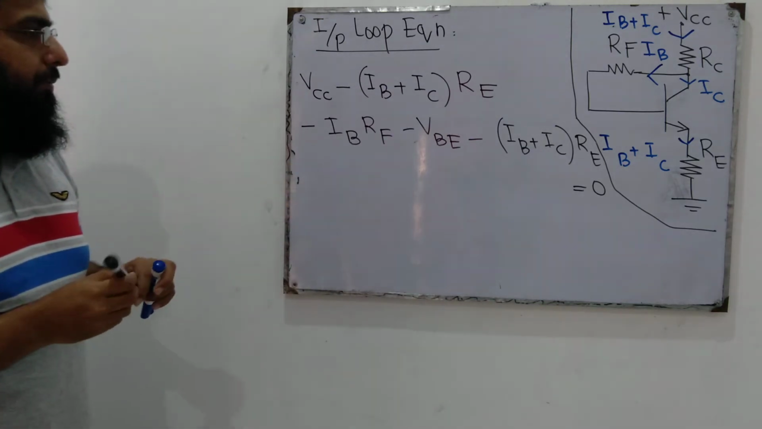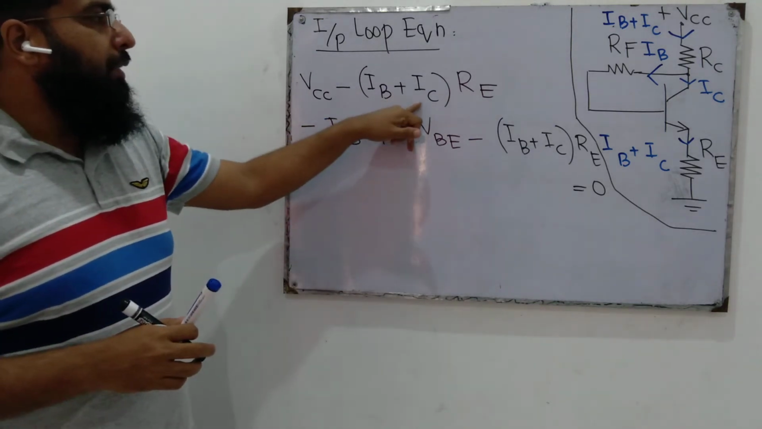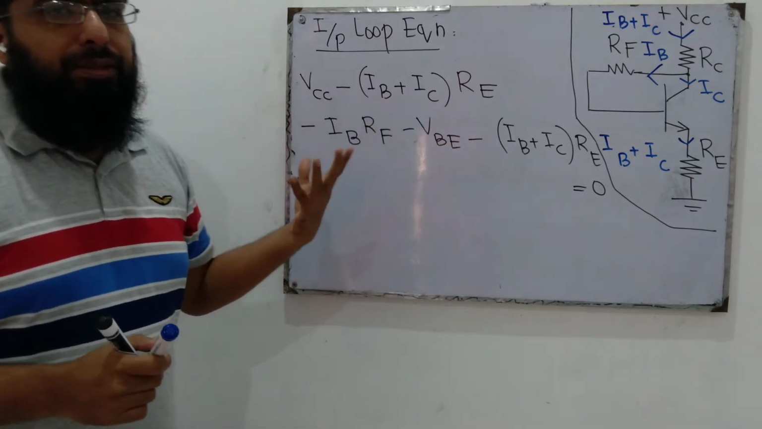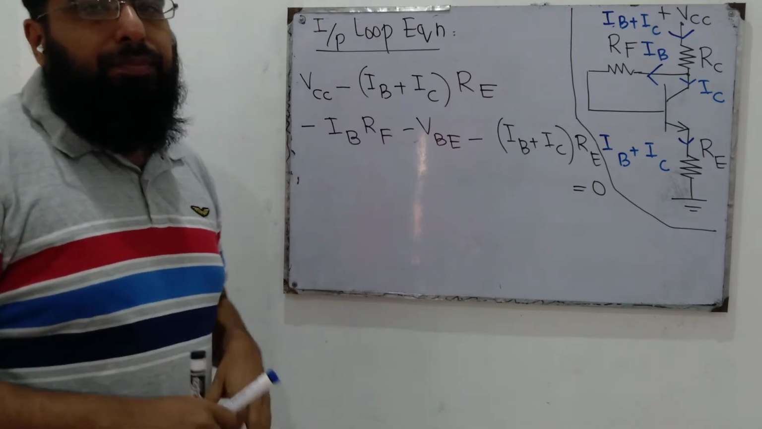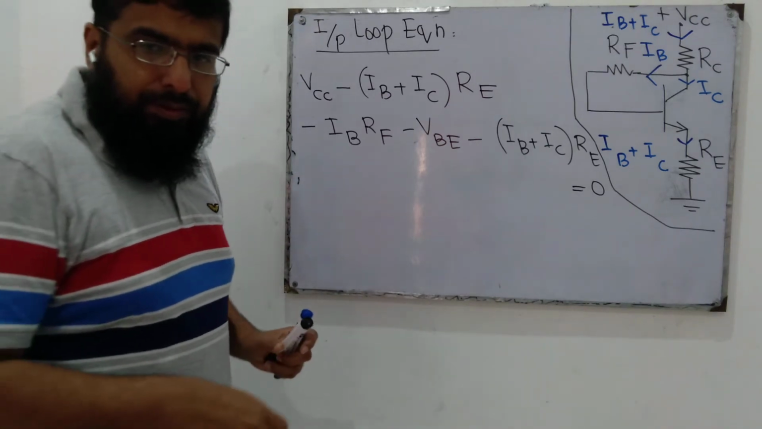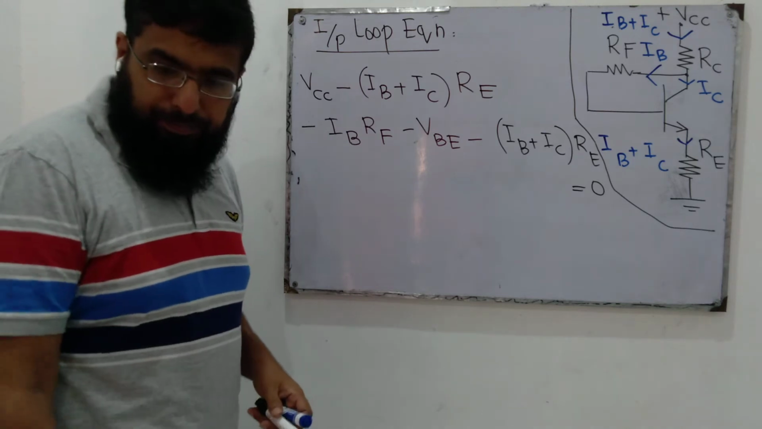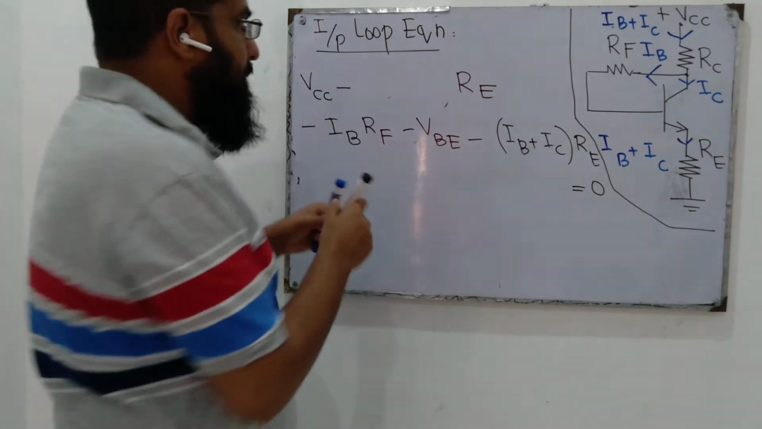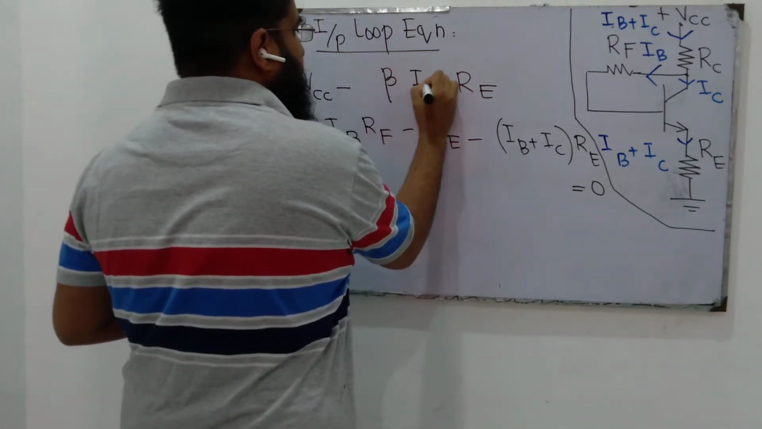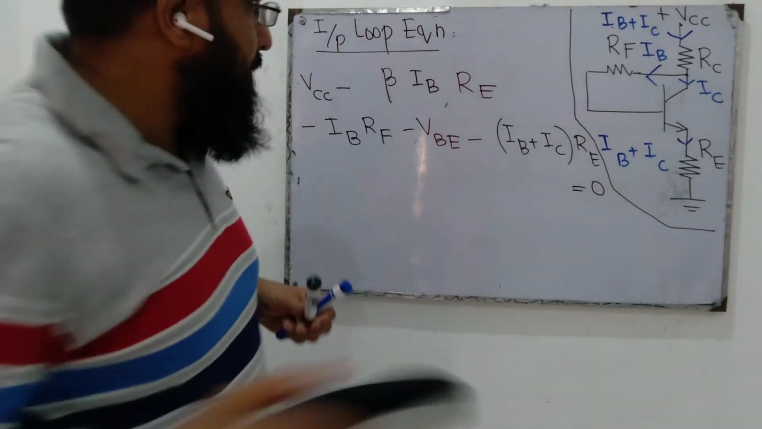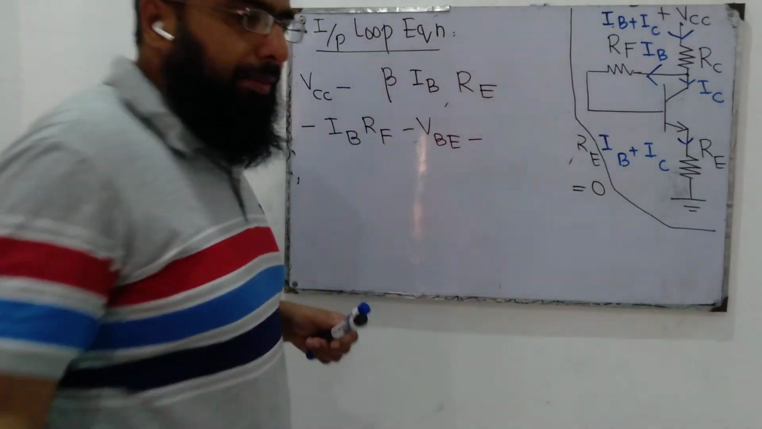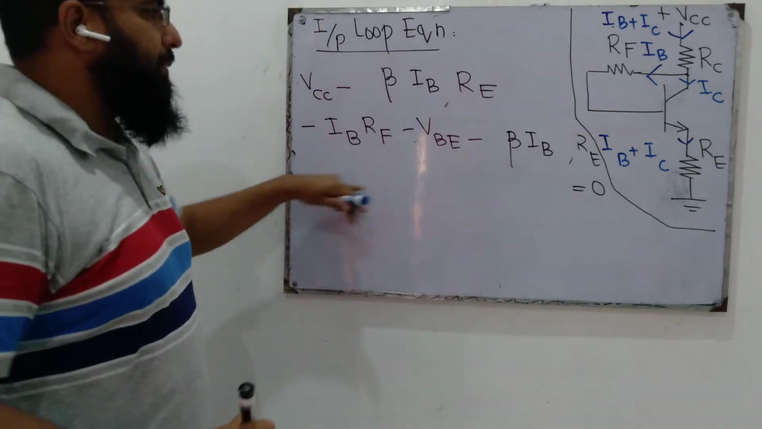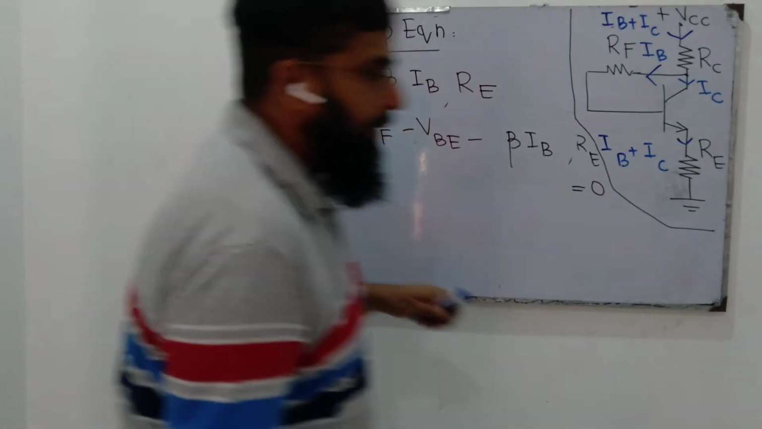So rearranging this equation, we see IC is much larger than IB. So IC plus IB is IE, which is actually beta plus 1 times IB, or can be written as approximately beta IB. So this can be written as beta IB times RC, and this as beta IB times RE. Now this equation can be used to find out the value of IB.